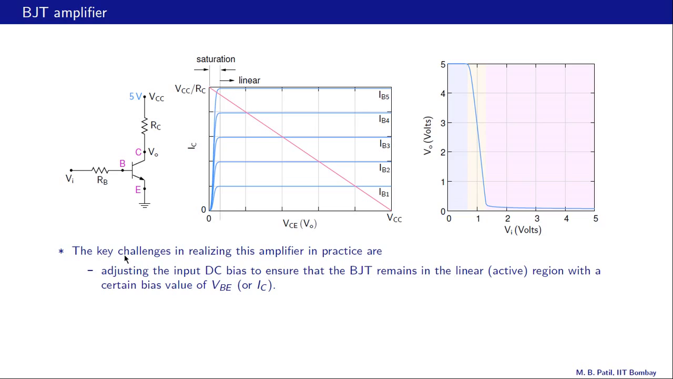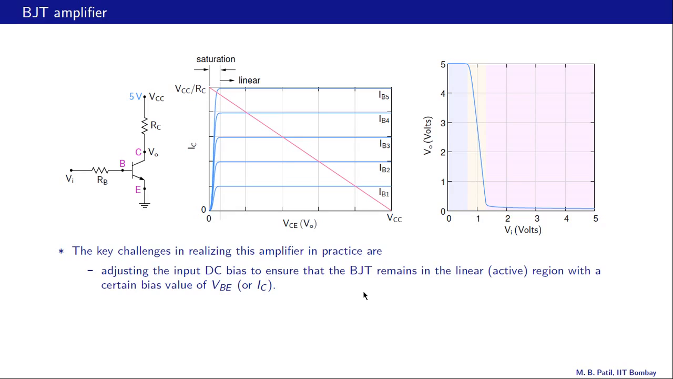So here are the key challenges in realizing this BJT amplifier in practice. One, adjusting the input DC bias to ensure that the BJT remains in the linear active region with a certain bias value of VBE or IC, and we saw that that corresponds to a bias value which is in approximately the center of this region here. That is one challenge. So we have to apply an AC voltage which is riding on a DC value which is approximately at the center of this region. How do we ensure that?